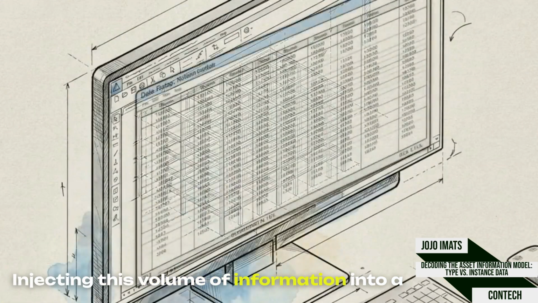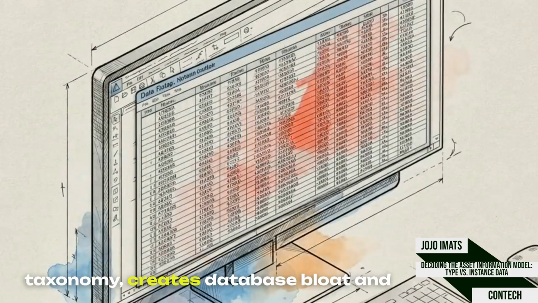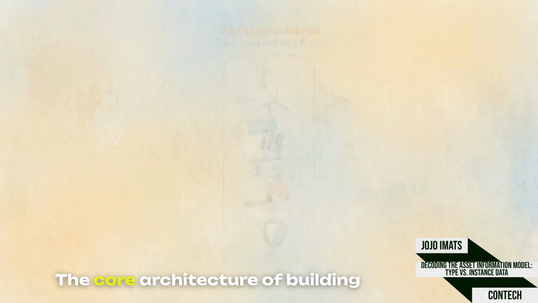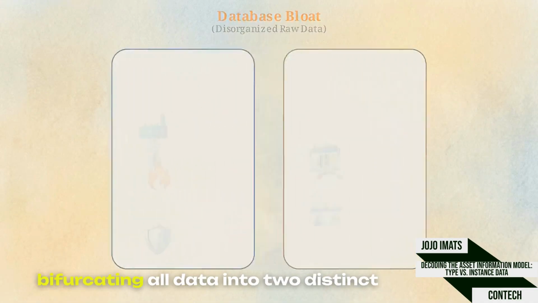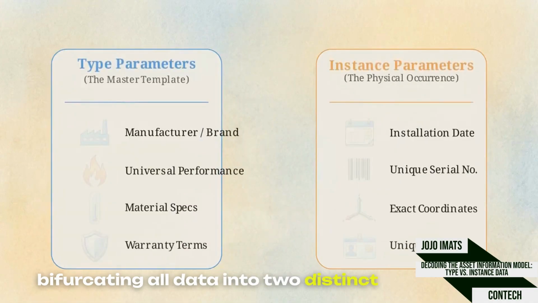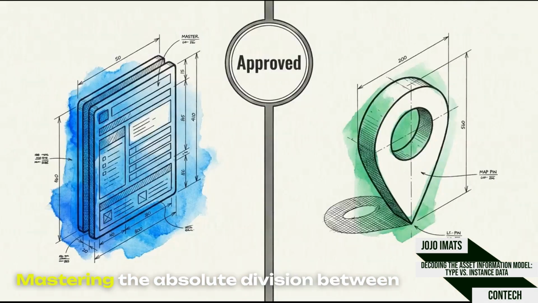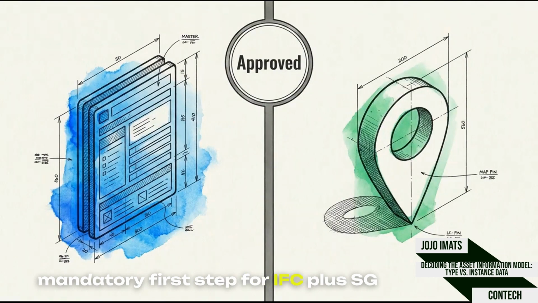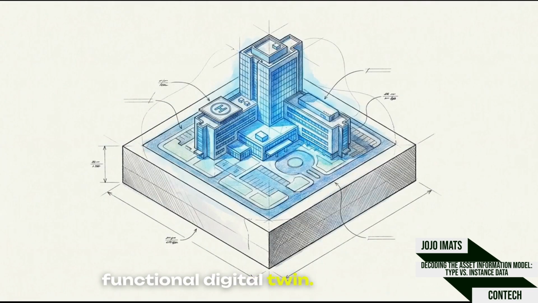Injecting this volume of information into a model without a strict structural taxonomy creates database bloat and corrupts the entire system. The core architecture of building information modeling handles this load by bifurcating all data into two distinct categories: type parameters and instance parameters. Mastering the absolute division between type and instance parameters is the mandatory first step for IFC plus SG compliance and for generating a functional digital twin.